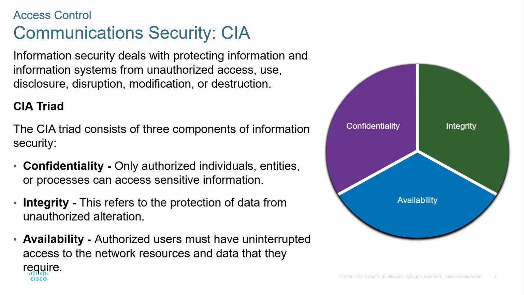And lastly is availability, and that is essentially having access to a resource when you need access, based off of your authorization. If you are an authorized user, you should have access to it when you need it. This provides the backbone of basic information security.